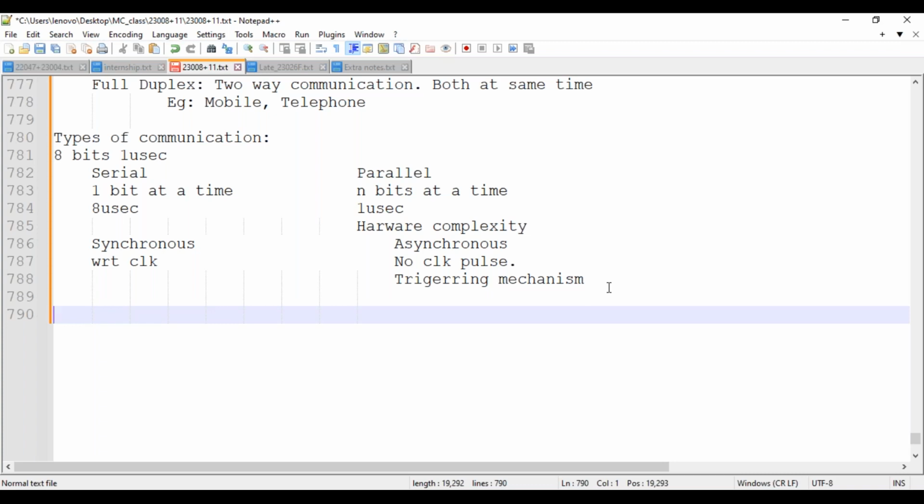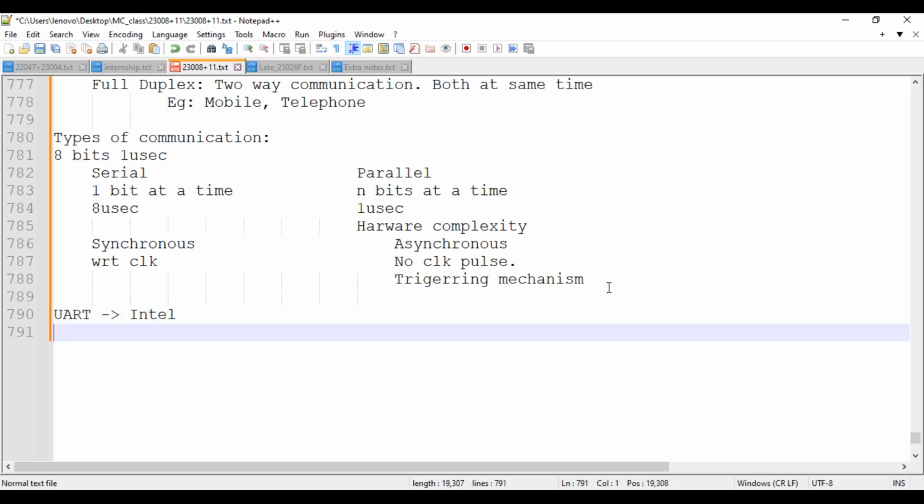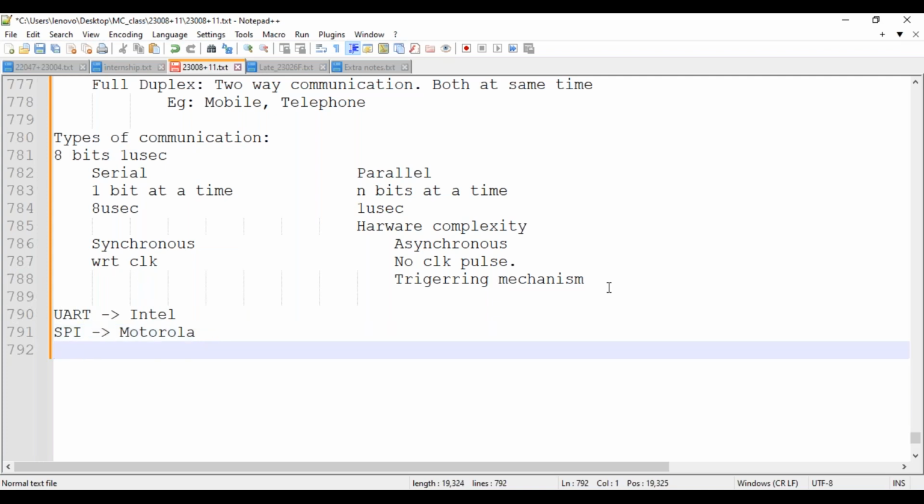Now, the first communication protocol we will be discussing is UART, and UART is a protocol which was designed by the Intel company. UART was a communication protocol given by the Intel company. They wrote certain rules to be followed while the communication between two chips has to happen. So that is UART. Then there is SPI, which was by the Motorola company. Okay, so they also have given certain rules to be followed while communication is happening.